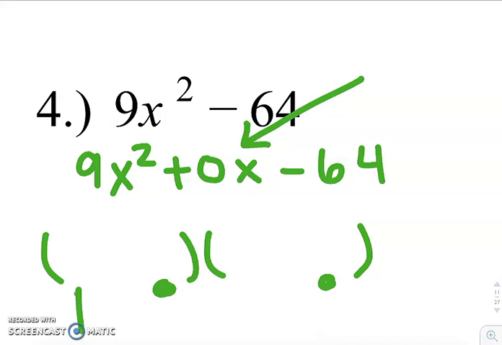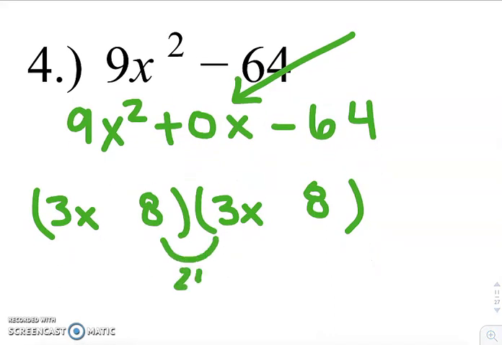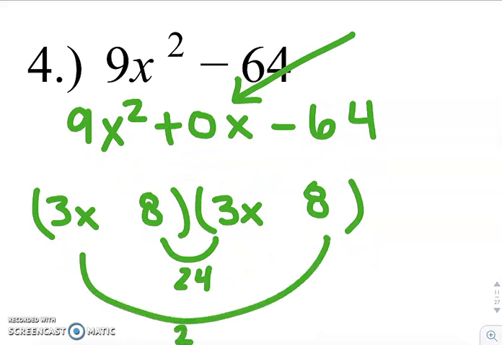So these numbers, and your first term too, also have to be the same number but opposite, because it's a difference of squares. 9 is a perfect square. 64 is a perfect square. So what times what is 9x squared? 3x times 3x. What times what is 64? 8 times 8. This gives you 24, 24. So we want 24 minus 24, right? So we want plus and minus.